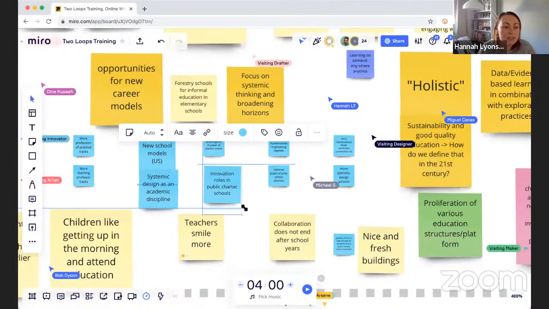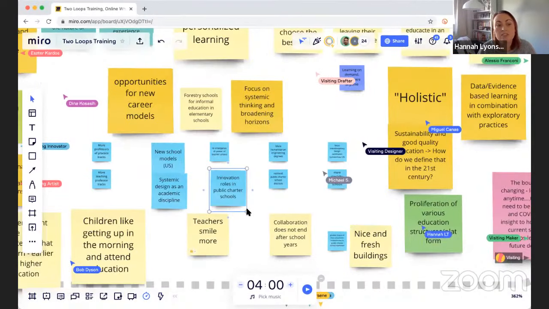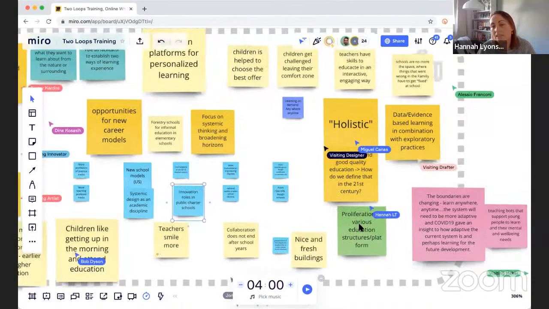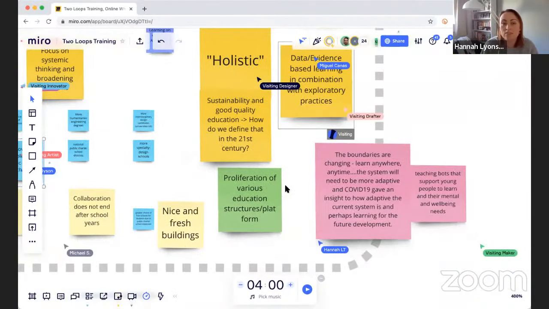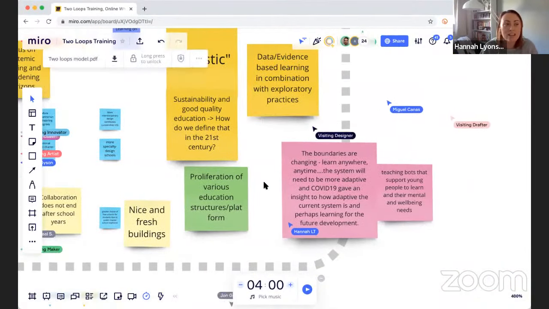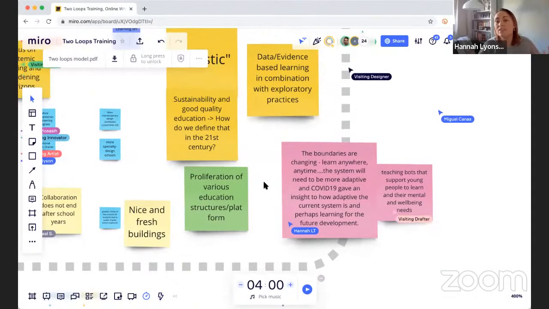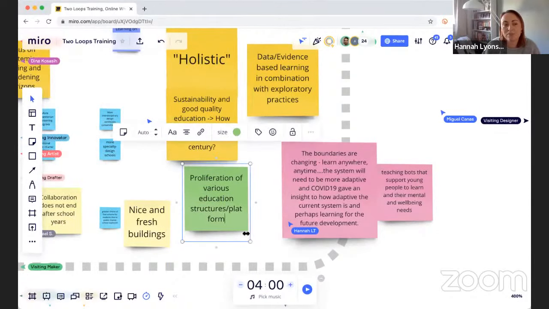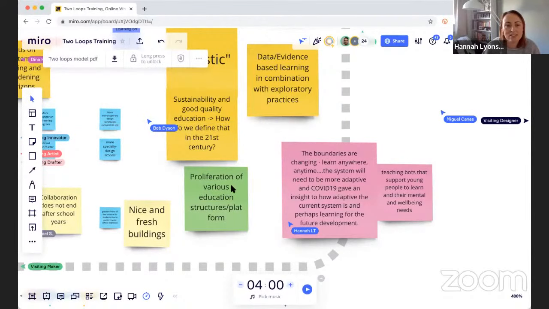And then also the proliferation of various education structures and platforms. I don't know if it's global, but I think, for example, of FutureLearn and Coursera, where people can create their own content. Again, it's accessible across boundaries, and generally it's free or super cheap. So it's very interesting.